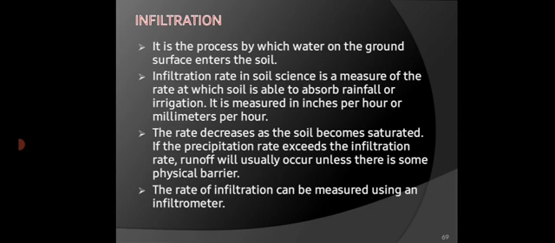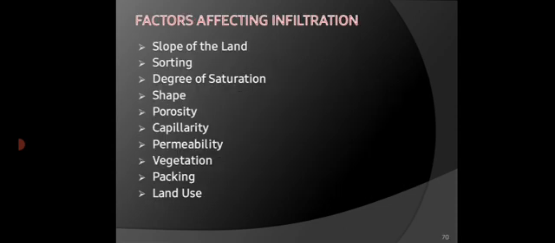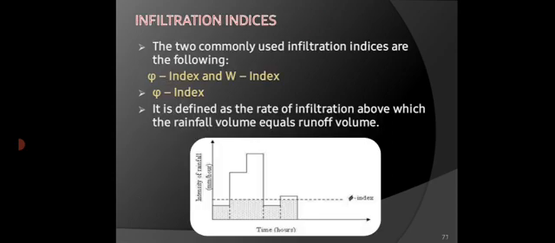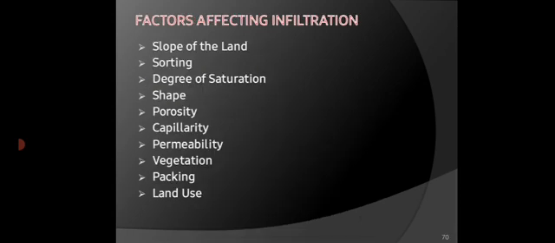The rate of infiltration can be measured using an infiltrometer. So, infiltration is the downward movement of rainfall water, right? And the infiltration rate depends mostly on the characteristics of the soil. The factors which affect infiltration rate are slope of land, soil texture, degree of saturation, shape, porosity, capillarity, permeability, vegetation, packing, and land use. Right. So these are the factors of soils.